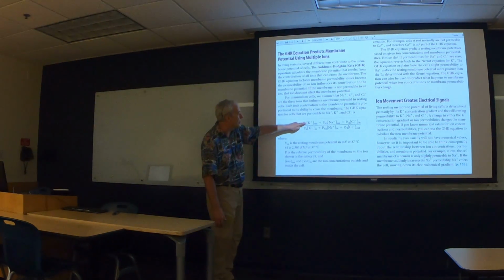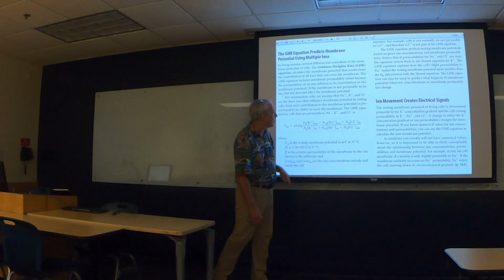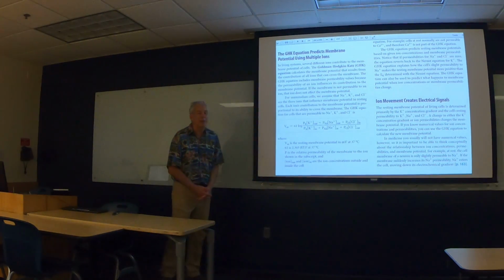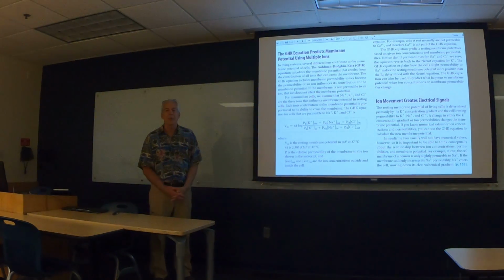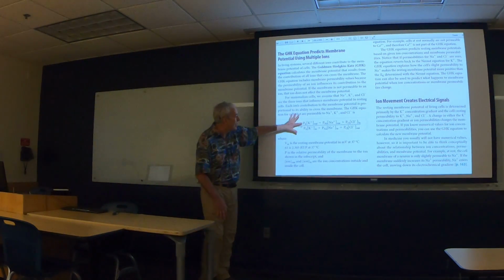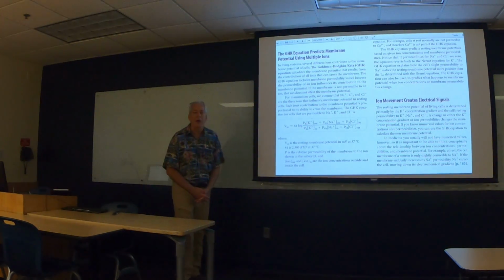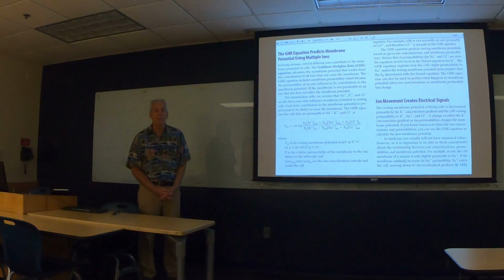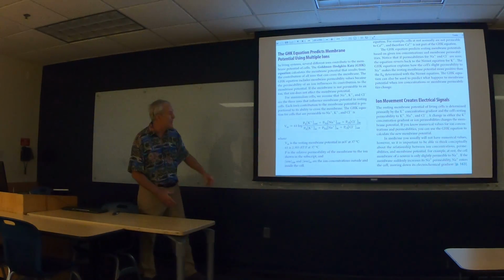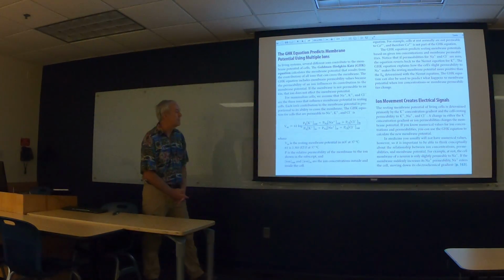And notice that you also have these permeability terms. So the permeability refers to how permeable the ion is to the cell membrane. So if the ion is not permeable, the permeability is 0, and that term drops out. So the ion has got to be permeable to the cell membrane for it to affect the resting membrane potential.